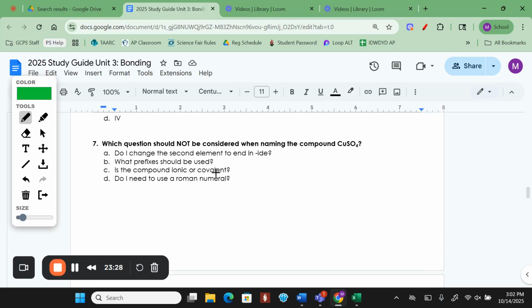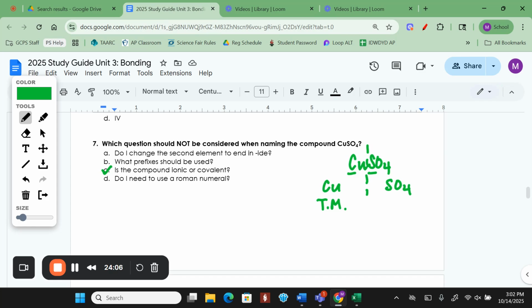I would start by taking the compound and writing it down on my piece of paper. I would underline my first two capital letters, C and S in this case. I'm going to split my compound between those first two capital letters so that everything is broken apart. I'm going to look up Cu on the periodic table. Cu is a transition metal. So because of that, I know that it's ionic. So that is the first question that I would consider when I'm naming this compound.